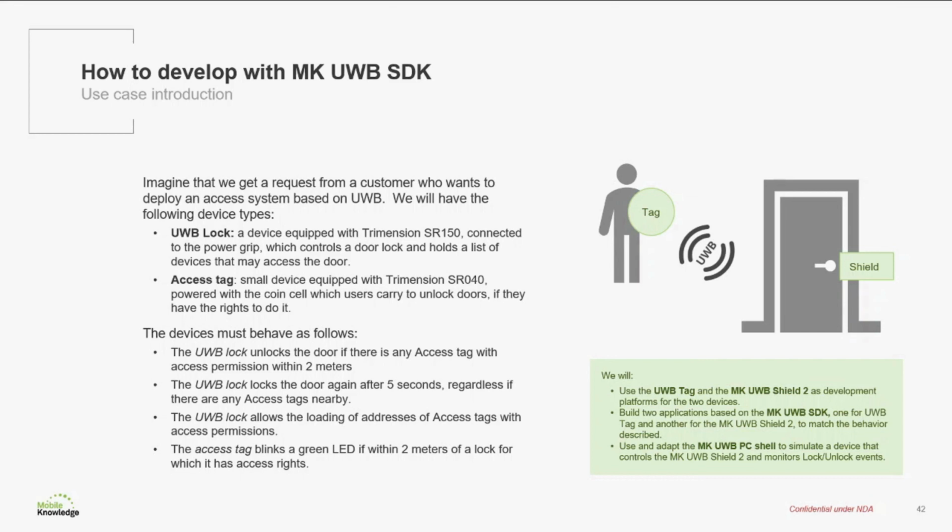As you have probably figured out, we will use the ultra-wideband shield 2 delivered in the ultra-wideband kit to implement the ultra-wideband lock, and the SR040 ultra-wideband tag to implement the access tag. We will also build 2 applications, one for each device, that will meet the customer requirements. Also, we will extend and use the PC shell, a tool that is also delivered with the kit, to monitor the unlock events and to load the addresses of the devices with access permission.